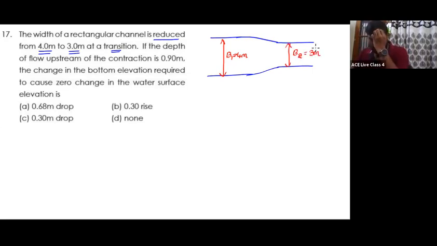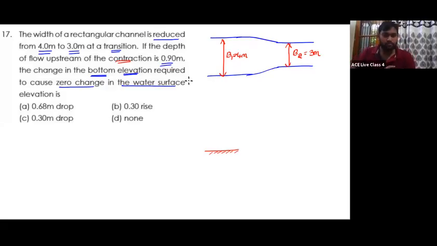Now, the depth of flow upstream of the contraction is 0.9 meters. This is a contraction. What is the meaning of contraction? Reduction in the width. Now observe the question carefully. The change in bottom elevation required to cause zero change in water surface. What is the meaning of what they are asking? They are asking about the double transition.